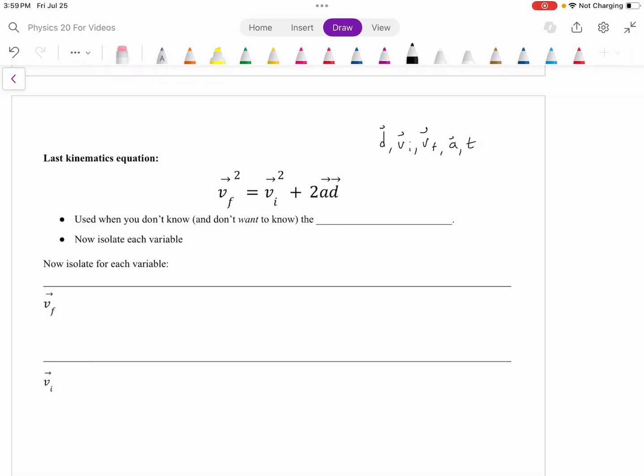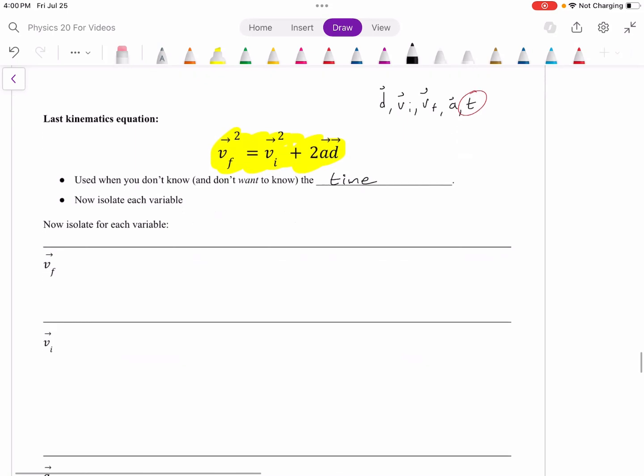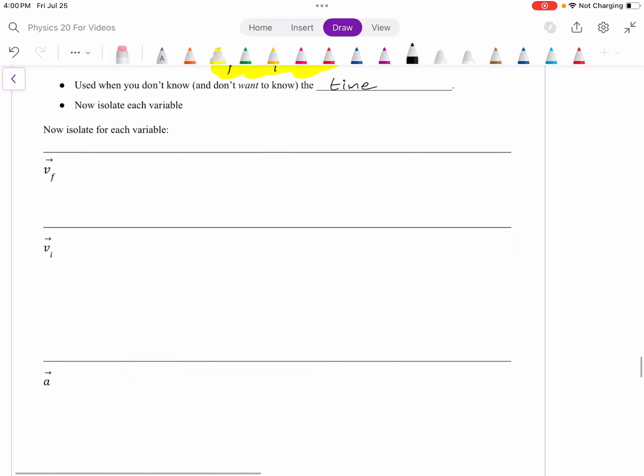All right, for our fifth and final kinematics equation, we have this one here: VF squared equals VI squared plus 2AD. Which of our kinematics variables doesn't appear here? Time, right? So this one can be used if we don't know and we don't care about how long this motion was happening. Let's go ahead and isolate each variable.